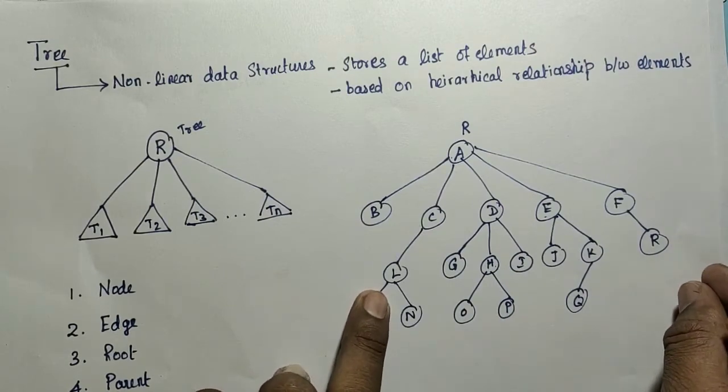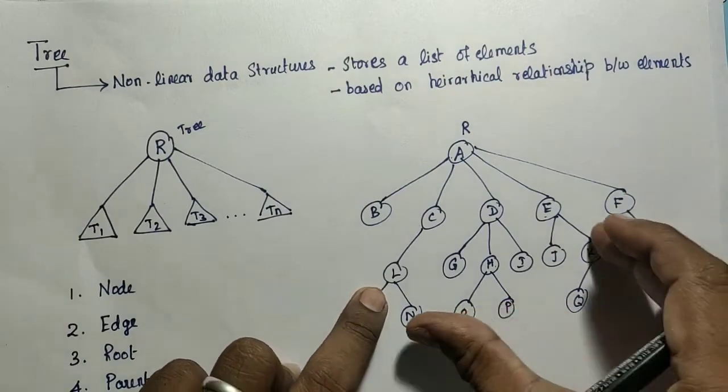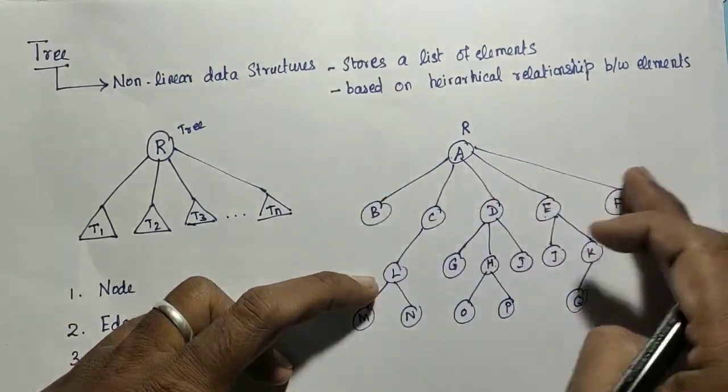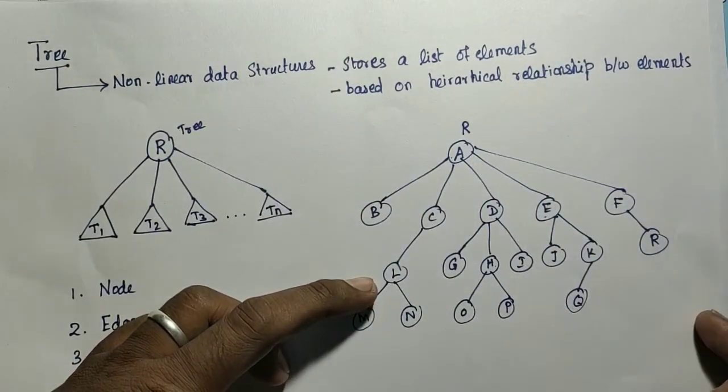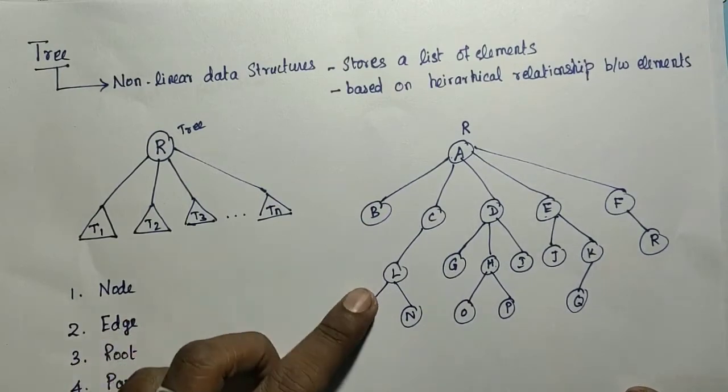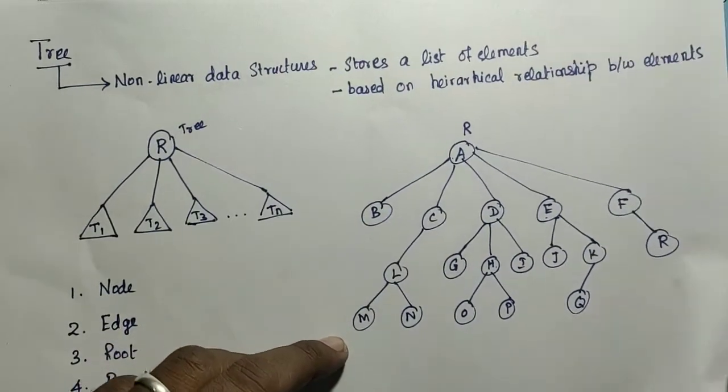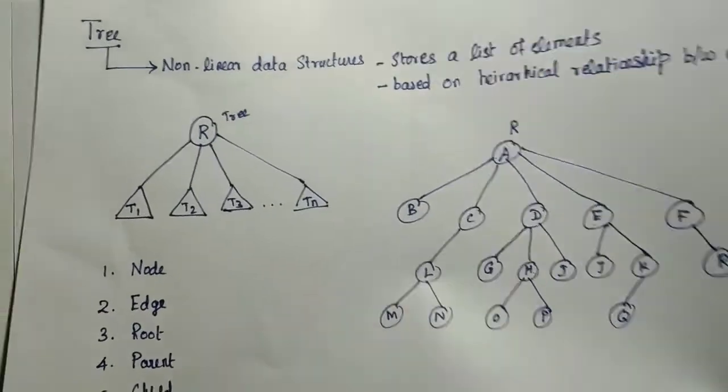So we use the term level for the generation in the tree concept. So first the 0th level, level 1, level 2 and level 3, like that we need to say. So the level is also called the generation.